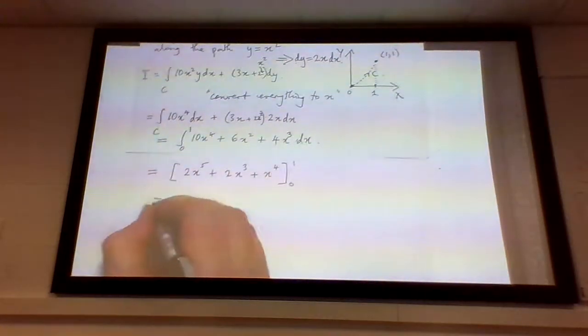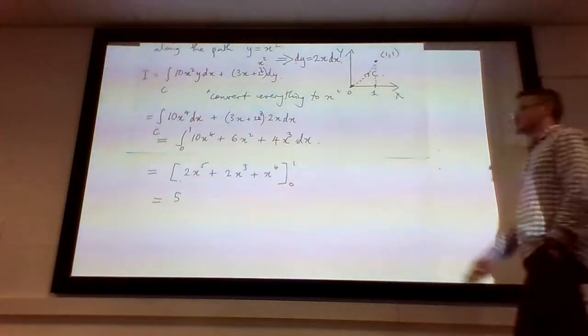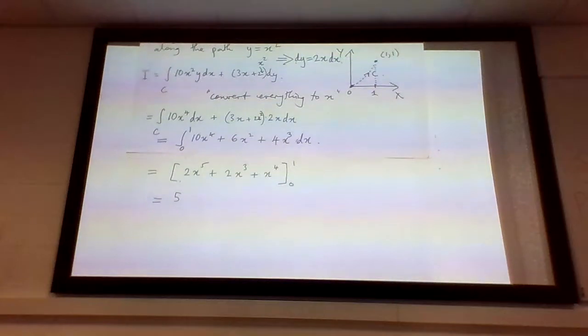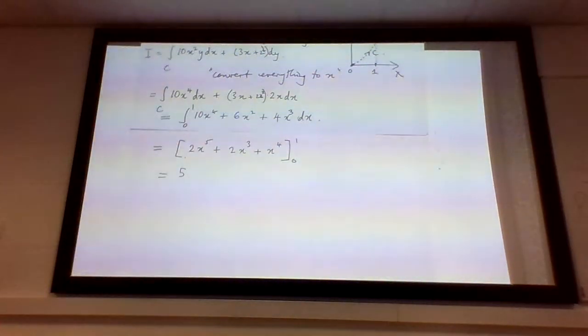So substituting x equals 1, we get 5. We get 0 when we substitute in x equals 0, because they're all x's. So this gives us the final answer of 5, so to speak, for this integral. So that's an example of integrating one of these linear differential forms. And we'll do another example very shortly.